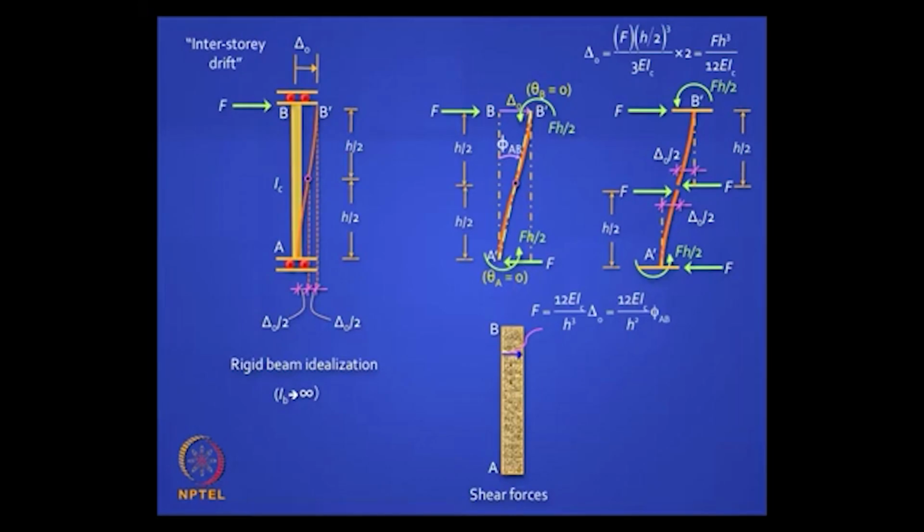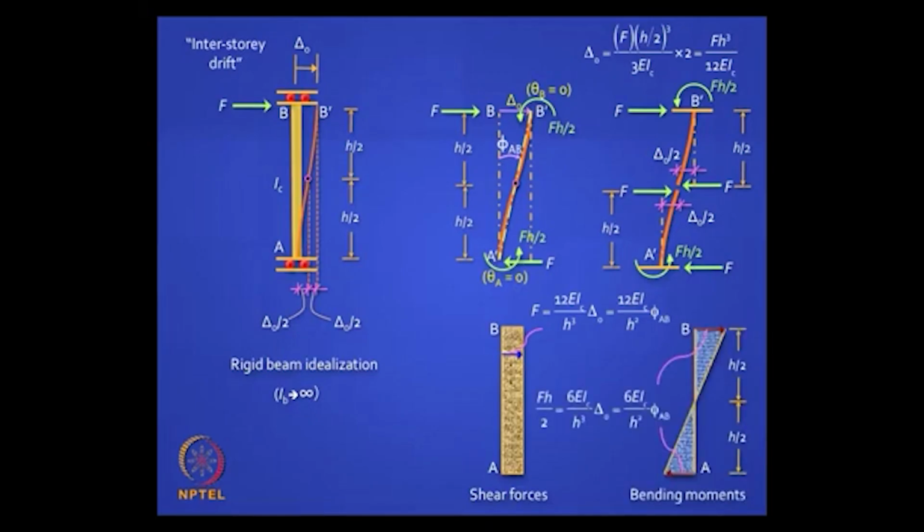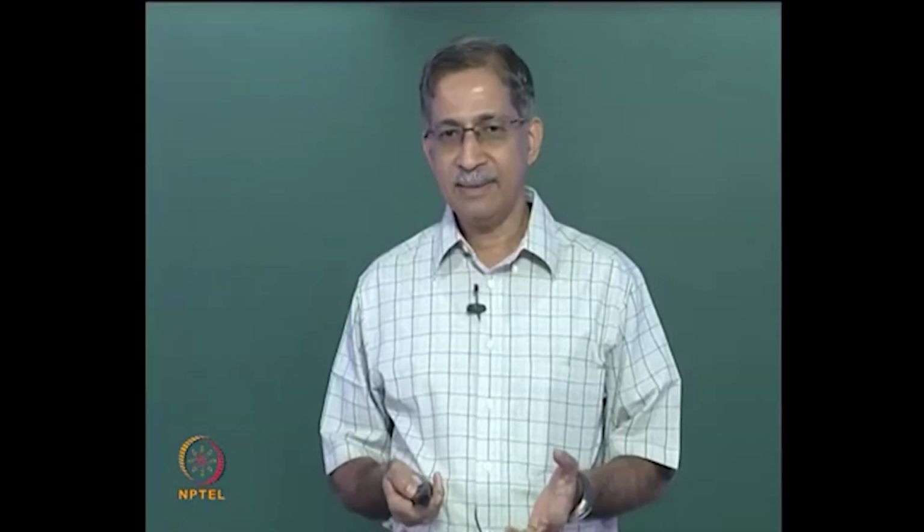Clear? If you look at the bending moment diagram, how would it look? Well, you have two cantilevers there, it will look like this, drawn on the tension side, linearly varying with a point of contraflexure exactly at mid height, and the moment will be Fh by 2. So it turns out to be 6 EI by h squared into delta naught, or 6 EI by h into phi. Is it clear? So these concepts you need to grasp early.